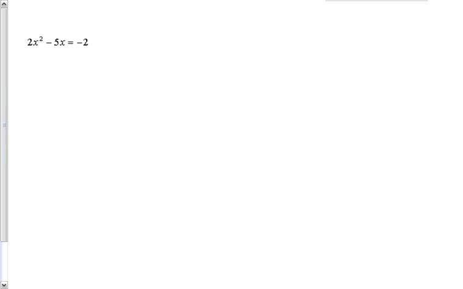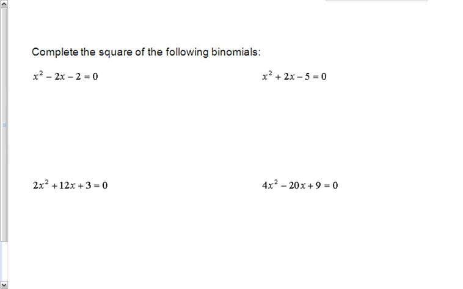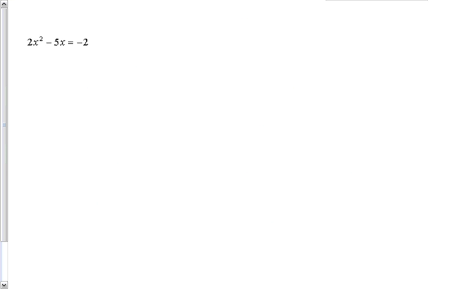Okay. For some reason I skipped one, but I guess I didn't. Let's take a look at this one. 2x squared minus 5x. I have to add 2 to the other side to get it equal to 0. So I add 2. All right, a, b, c. Do not take the x's with it.